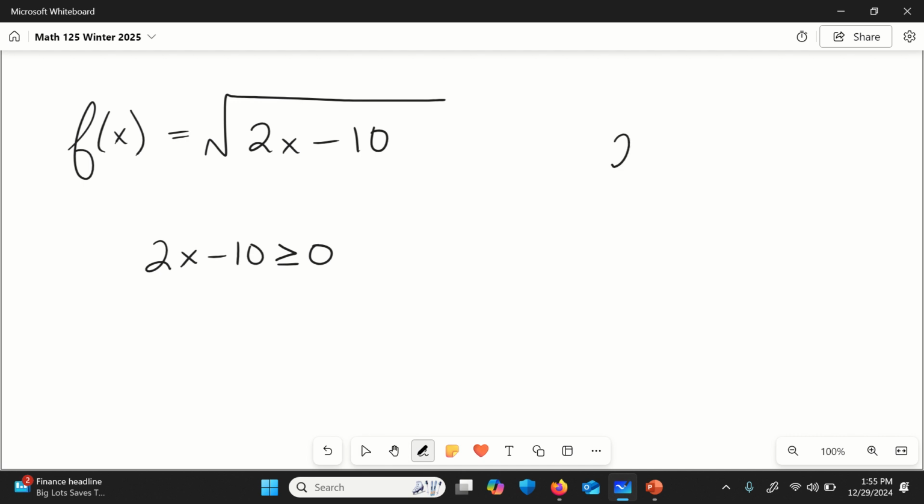I prefer to first set the expression inside the radical equal to 0 and solve for x so I know what the 0 value is. So I'll add 10 to both sides and then divide by 2 and we get x equals 5. So when we plug in 5 for x, we will have the square root of 0, which is okay. That's allowed. Now, either the numbers for x smaller than 5 or the numbers for x bigger than 5 will give us trouble where we get a negative inside the square root.